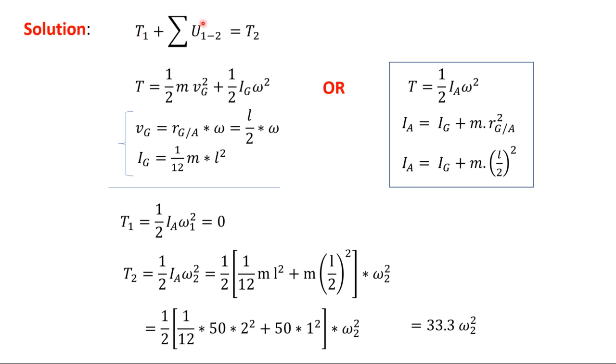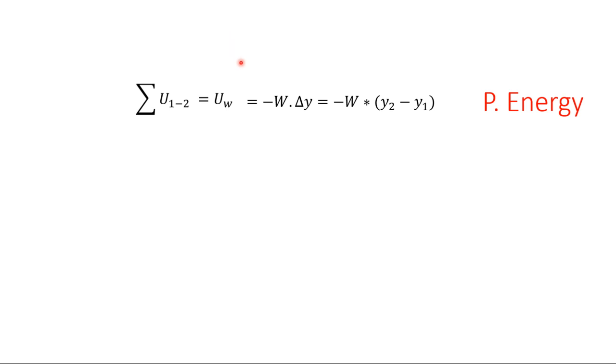Now we're calculating for the U part. For the U part, which is the energy, potential energy specifically, we're going to say that the only work being done is by the weight. And the work, as you know, is going to be equal to the force multiplied by the displacement. In that case it is equal to the weight multiplied by the change in the y value, or the negative weight multiplied by y2 minus y1, or height 1 minus height 2.